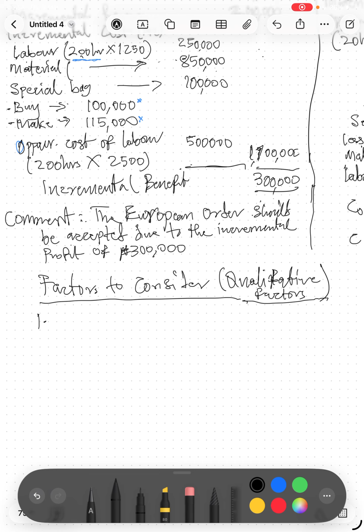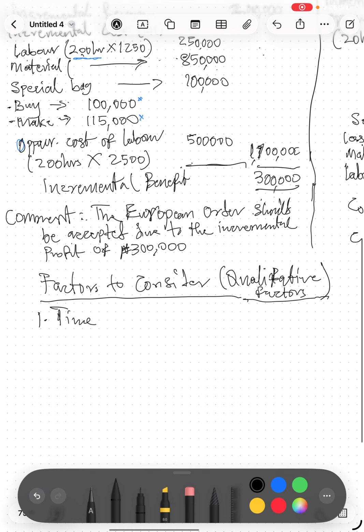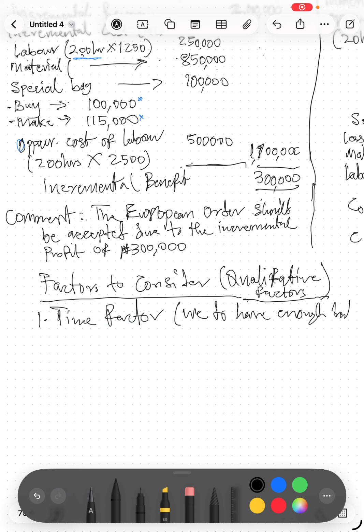So I can mention here the time factor. Because we have enough time, I can say we have time to do this job. Or in this case, as this question may say, there is a time factor mentioned in this question, which has to do with the shortage of labor hours. So let's put here that we do not have enough labor hours, which may require new hires. That is, we're going to hire more laborers.